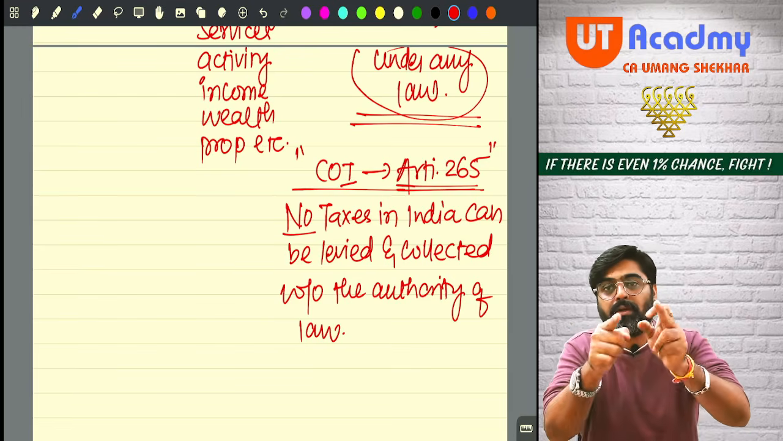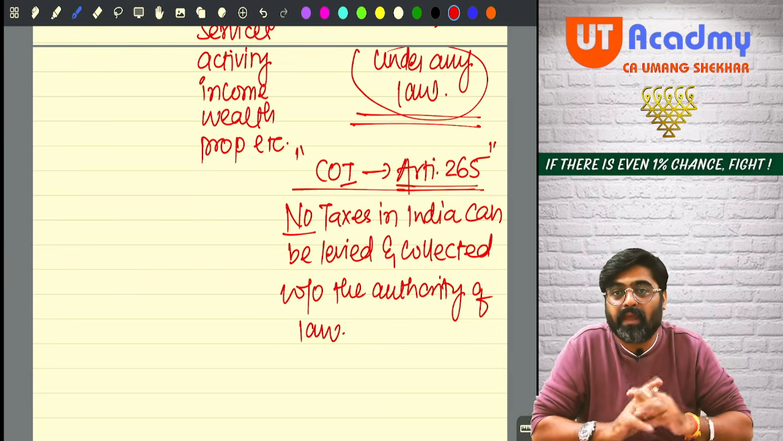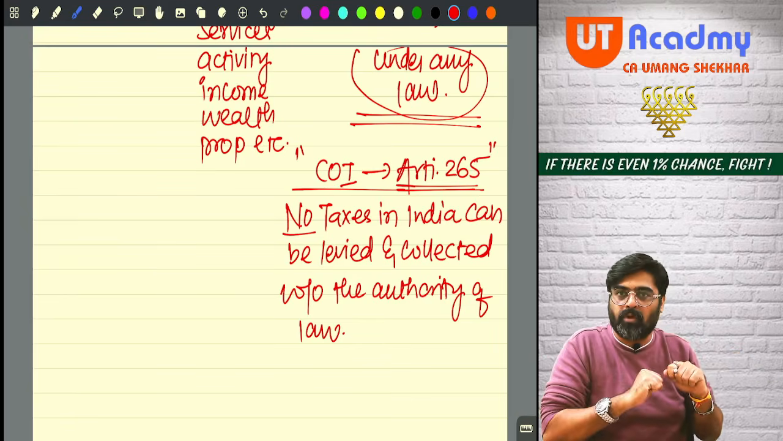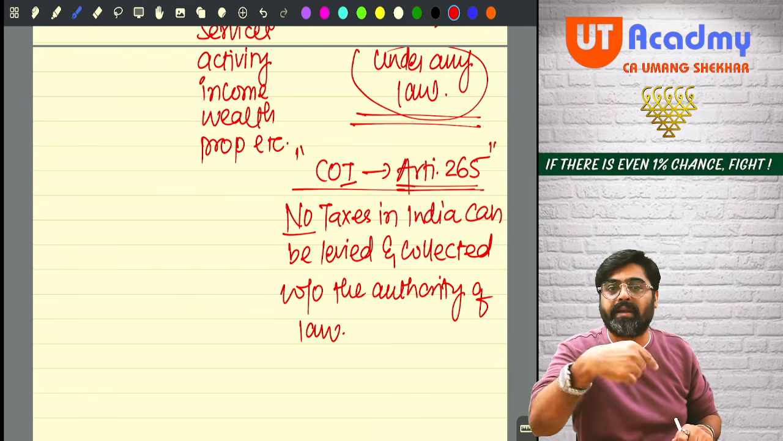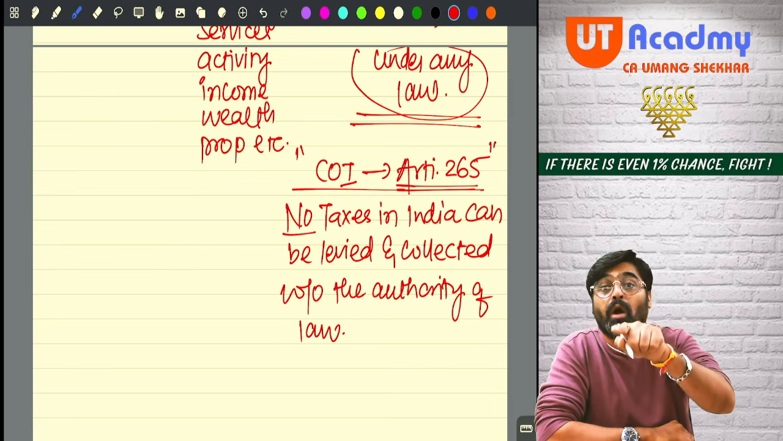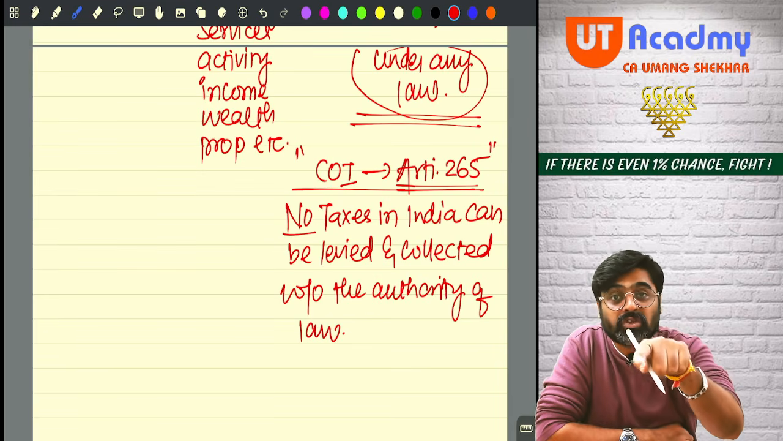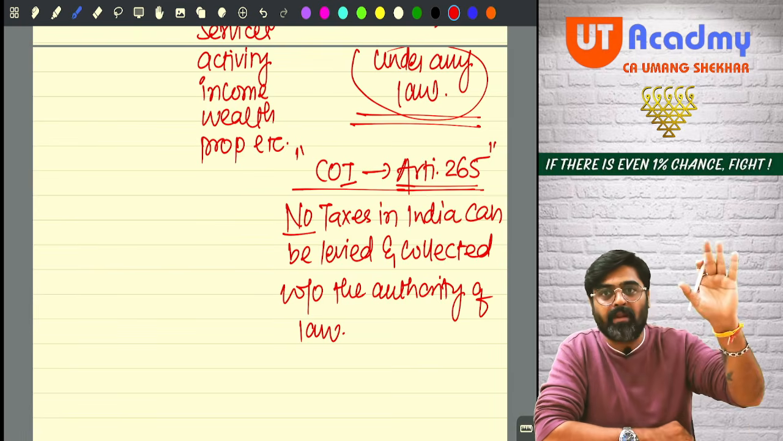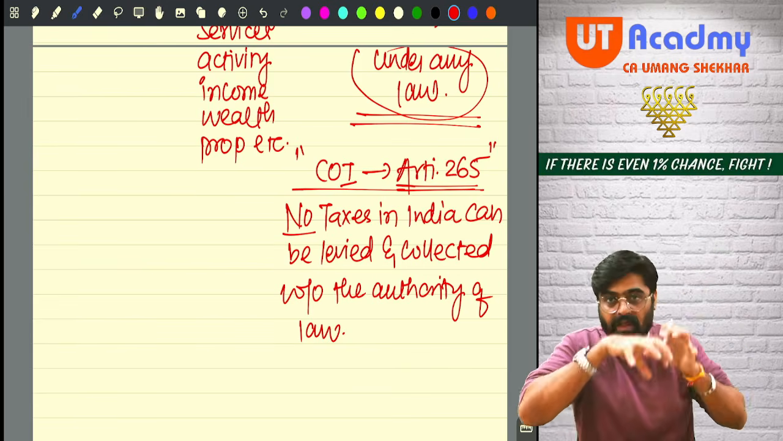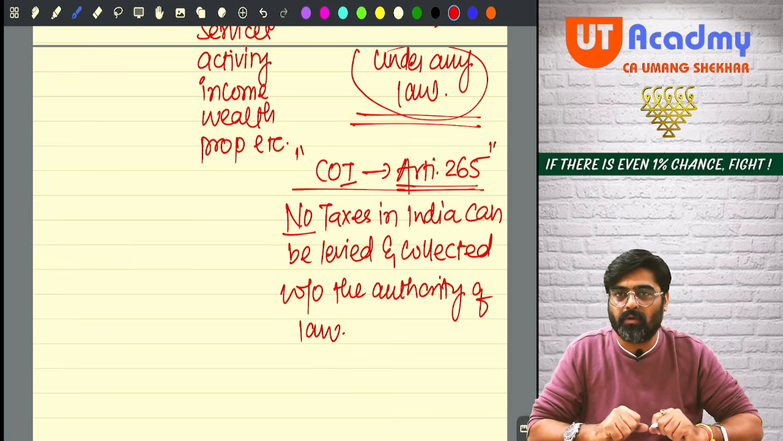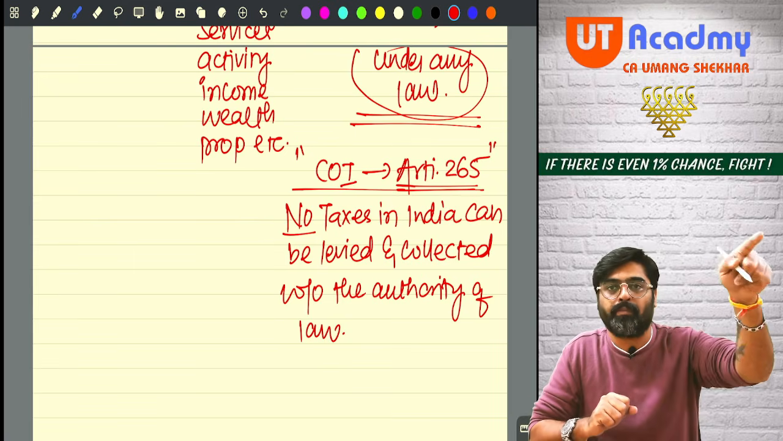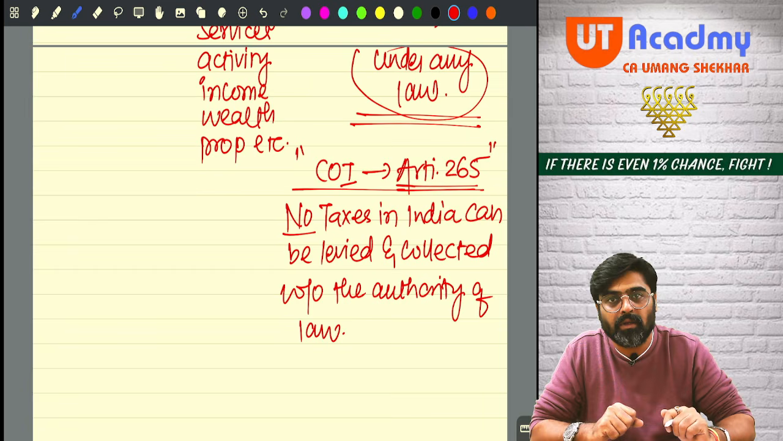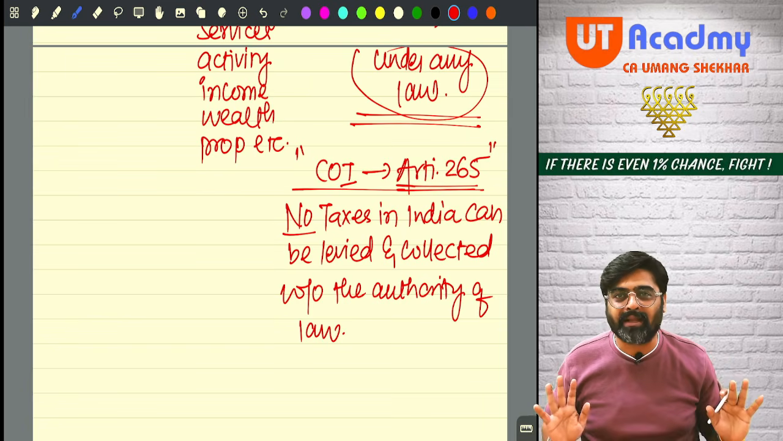If the government is authorized by a law, only then can the government charge taxes from you. If there is no law authorizing the government to charge or collect the tax from you, you can absolutely deny the government: okay, government, I am not going to pay this tax to you. Why? Because you are not authorized by the law to charge or collect this tax from me. Tell me which law has given you the power to levy and collect this tax. If there is a law, you are duty bound to pay that. But if there is no law authorizing the government to levy and collect these kinds of taxes, you are not at all required to pay that tax.